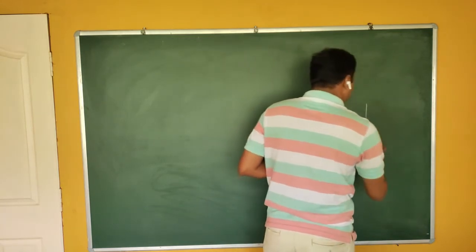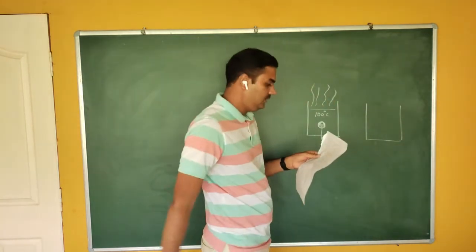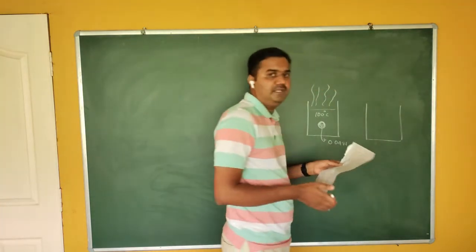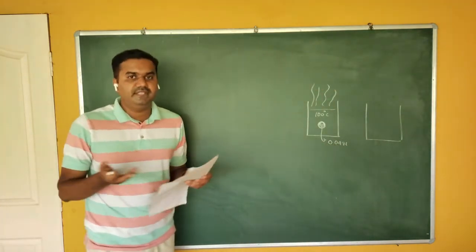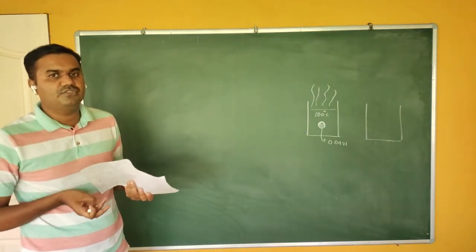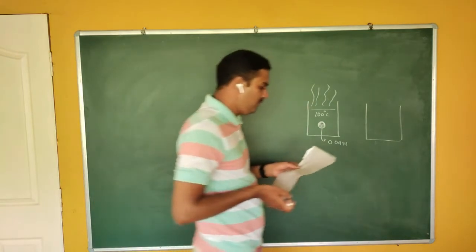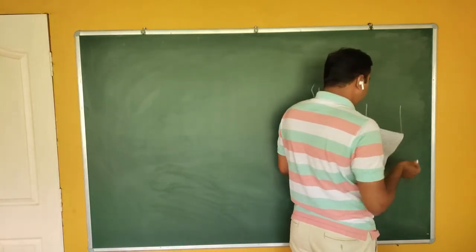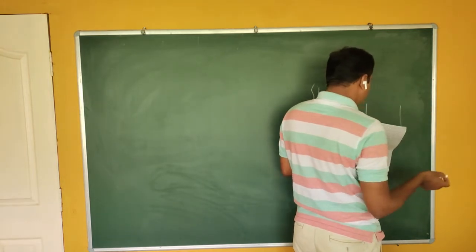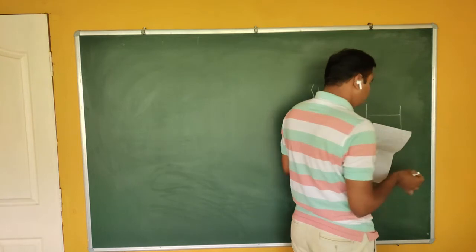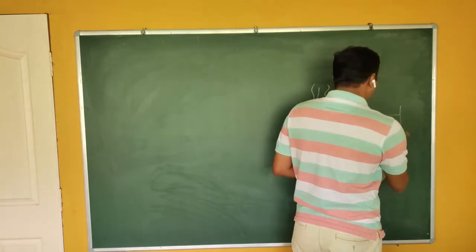On the other side, you have a copper calorimeter. So what is a calorimeter? To measure heat, we use an instrument, and that instrument is called a calorimeter. Usually it is made up of copper, therefore it is called a copper calorimeter. So 0.15 kg of copper calorimeter now containing some water, and the temperature is at 20 degrees centigrade.